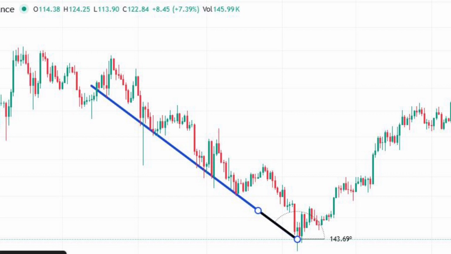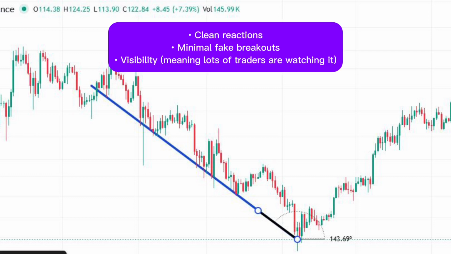11. What makes a trend line trustworthy? A good trend line usually has clean reactions, minimal fake breakouts, and visibility. It means lots of traders are watching it. The more eyes on it, the stronger it becomes.